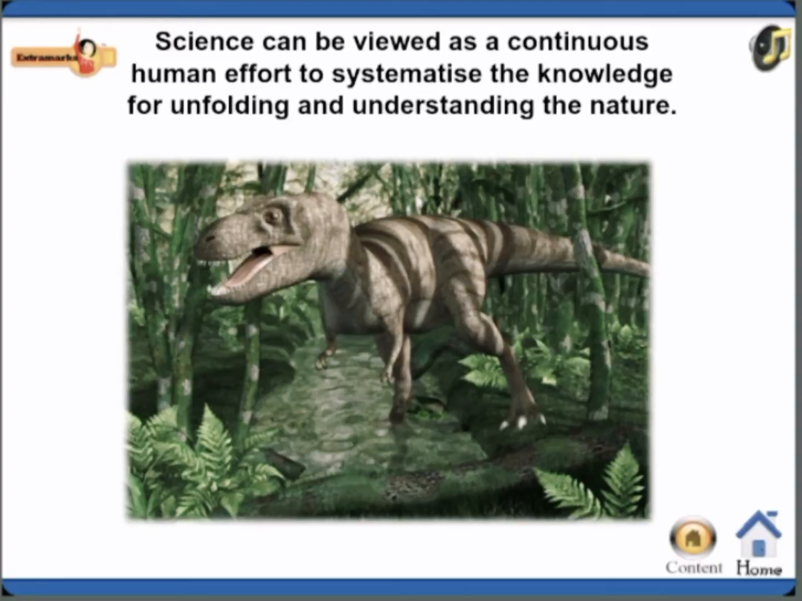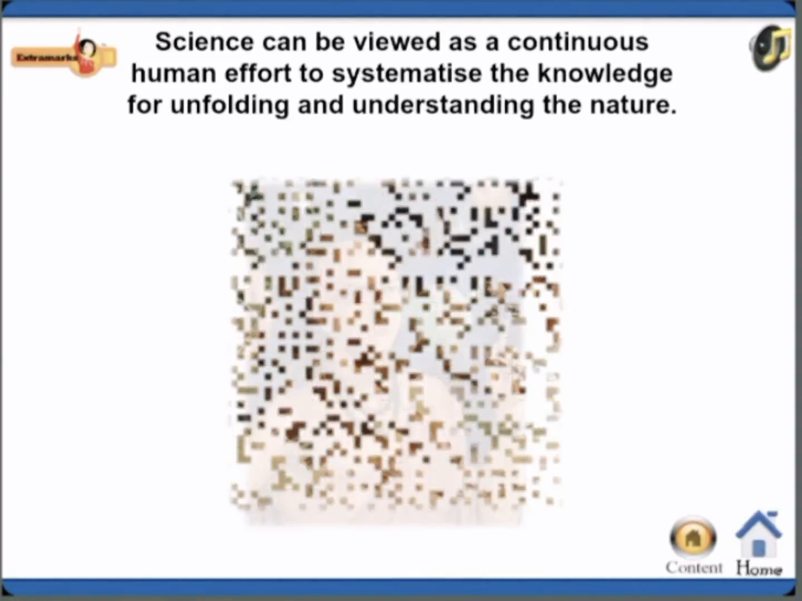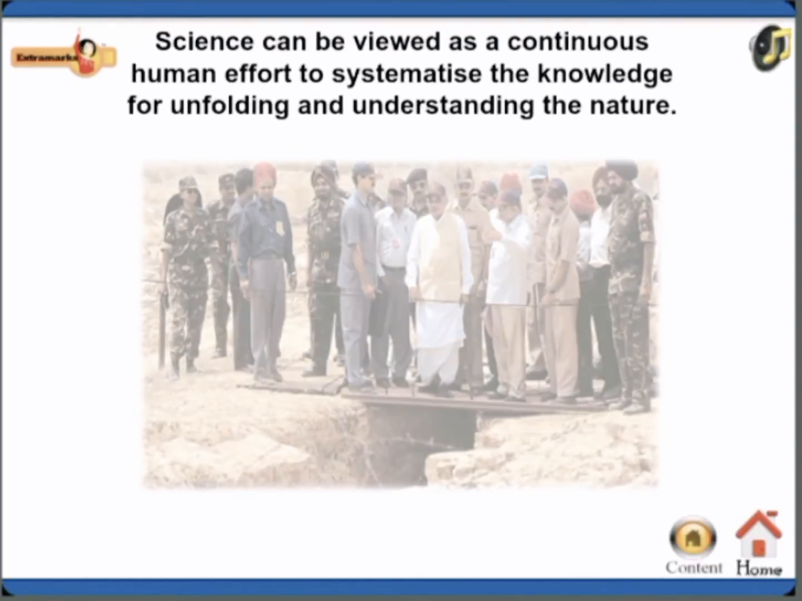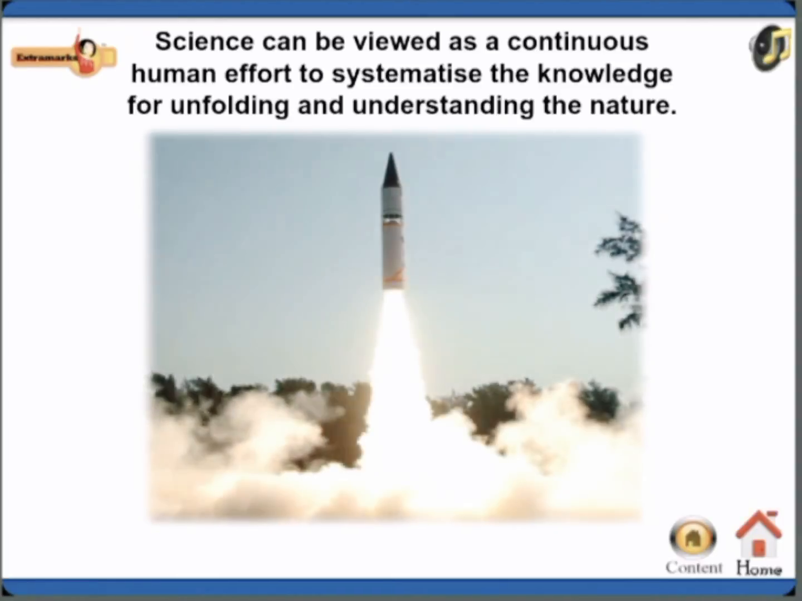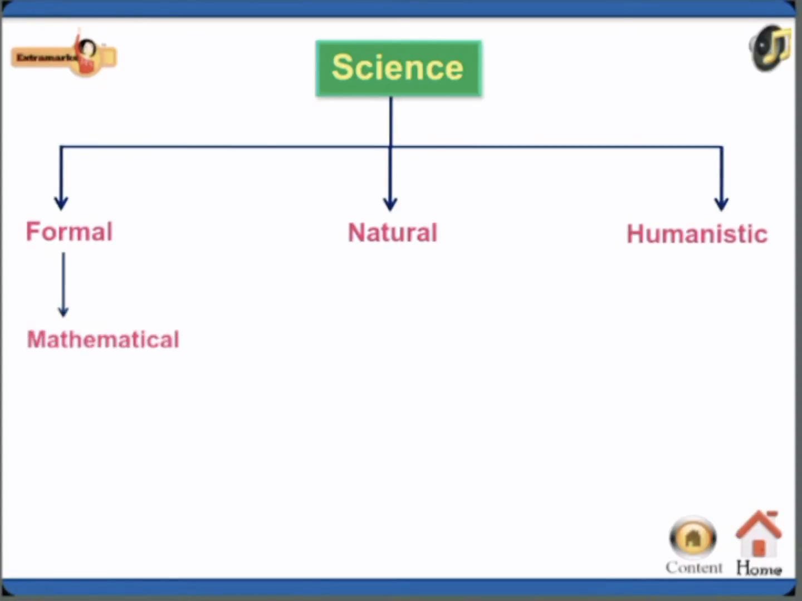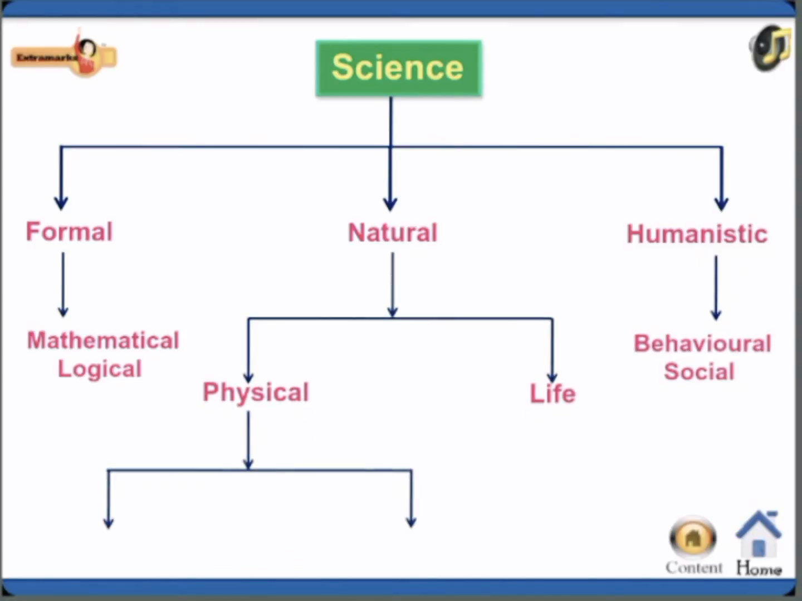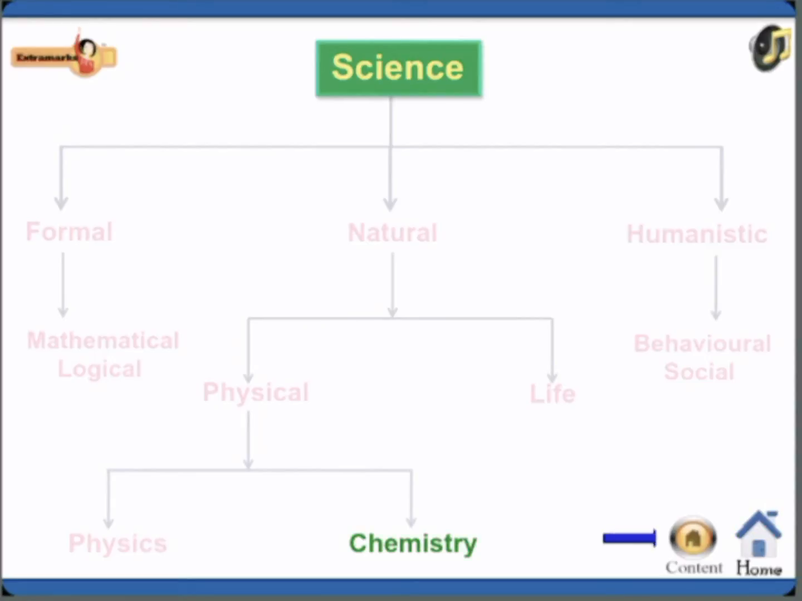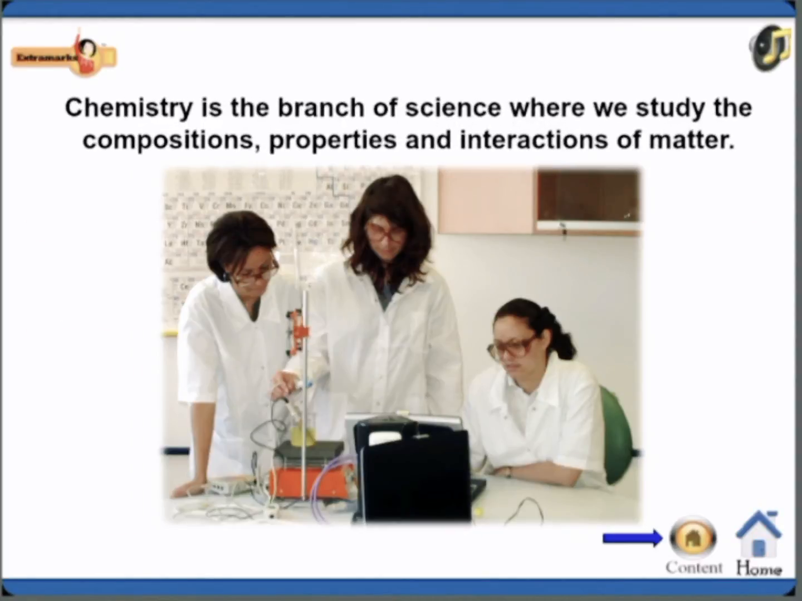Science can be viewed as a continuous human effort to systematize the knowledge for unfolding and understanding the nature. For easier understanding, science is subdivided into various disciplines. Chemistry is one of them. Chemistry is the branch of science that studies about the compositions, different properties and various interactions of the matter.